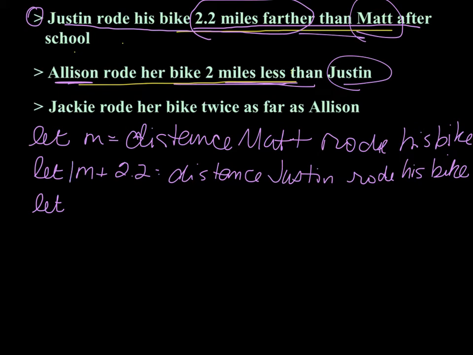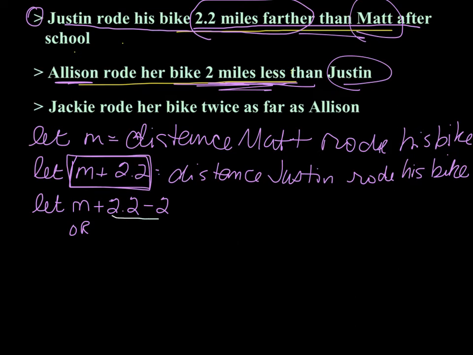Justin rode his bike M plus 2.2 miles. So I know that Allison rode 2 miles less than that. That means I need to subtract from this. So I could have M plus 2.2 minus 2. And I can leave it like that. That is correct. Or I can change it, which I would advise you do, because it'll make things a little bit cleaner. Notice that 2.2 minus 2 can be combined. 2.2 take away 2, don't forget that's really 2.0. I've got 2.2 miles. Take away 2 of those miles. I'm left with 0.2. So really it's M plus 0.2, and don't forget I still have my let statement: let M plus 0.2 equal the distance Allison rode her bike.